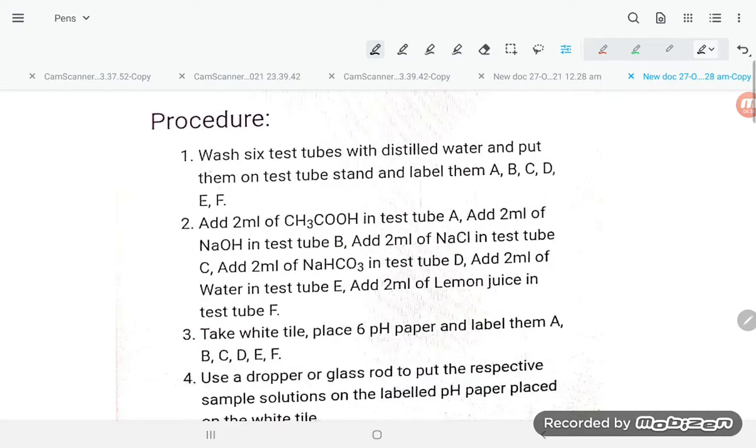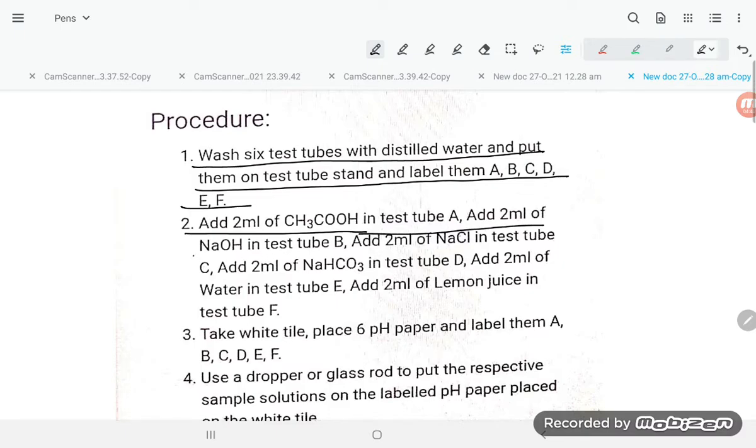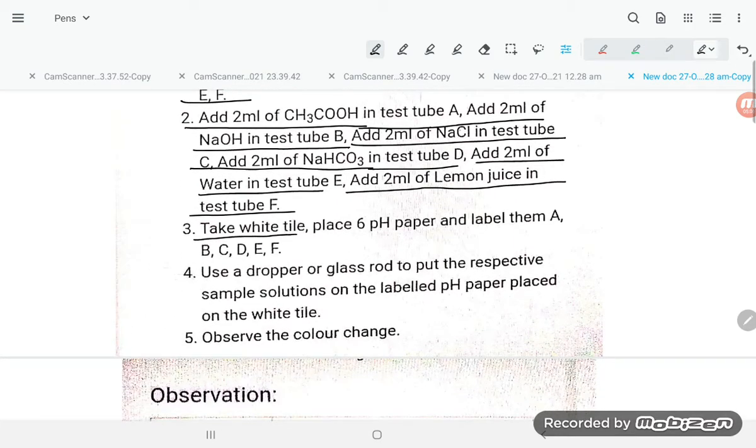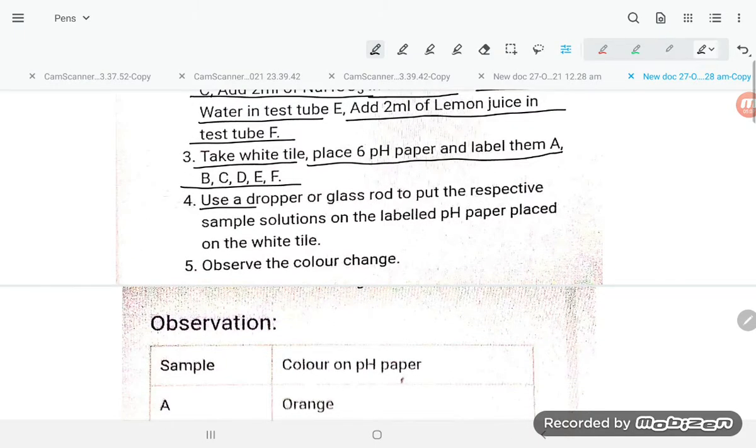What is the procedure? Wash 6 test tubes with distilled water, put them on the test tube stand and label A, B, C, D, E, F. Add 2 ml of acetic acid in test tube A, 2 ml of NaOH in test tube B, 2 ml of NaCl in test tube C, 2 ml of NaHCO3 in test tube D, 2 ml of water in test tube E, and 2 ml of lemon juice in test tube F. Take a white tile, place 6 pH papers and label them A, B, C, D, E, F. Use the dropper and glass rod to put the respective sample solution on the labeled pH paper placed on the white tile. Observe the color change.